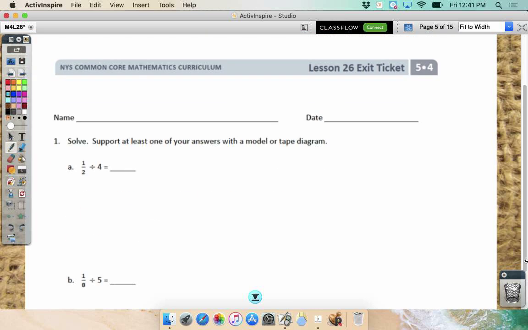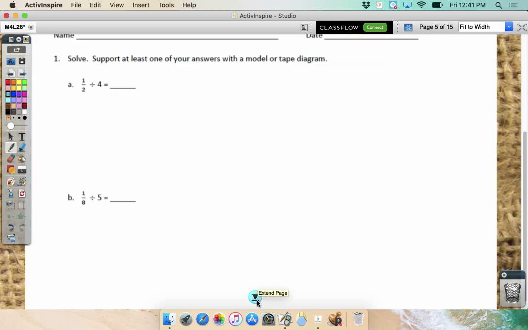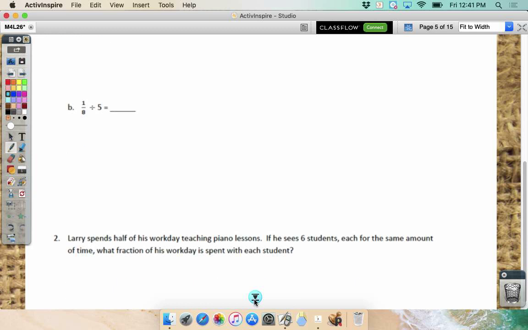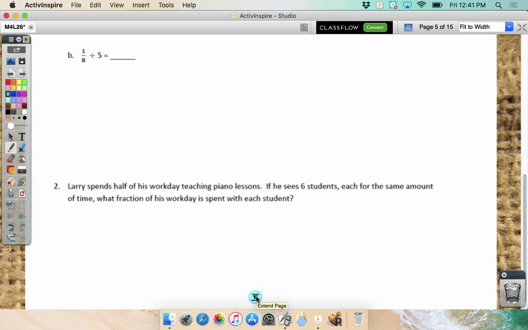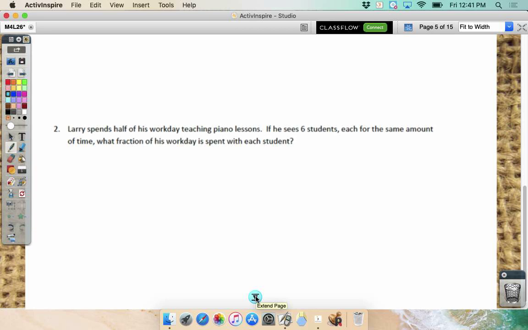So we are going to talk about this exit ticket, and I don't want you to work ahead, please. Okay? Deal? I want to talk about number 2 first because kids always freak out when they see word problems, and we're not going to do that, are we? We're going to look for the important information in here and not let the rest of it freak us out. Larry spends half of his workday teaching piano lessons. Do we have a fraction? Half.